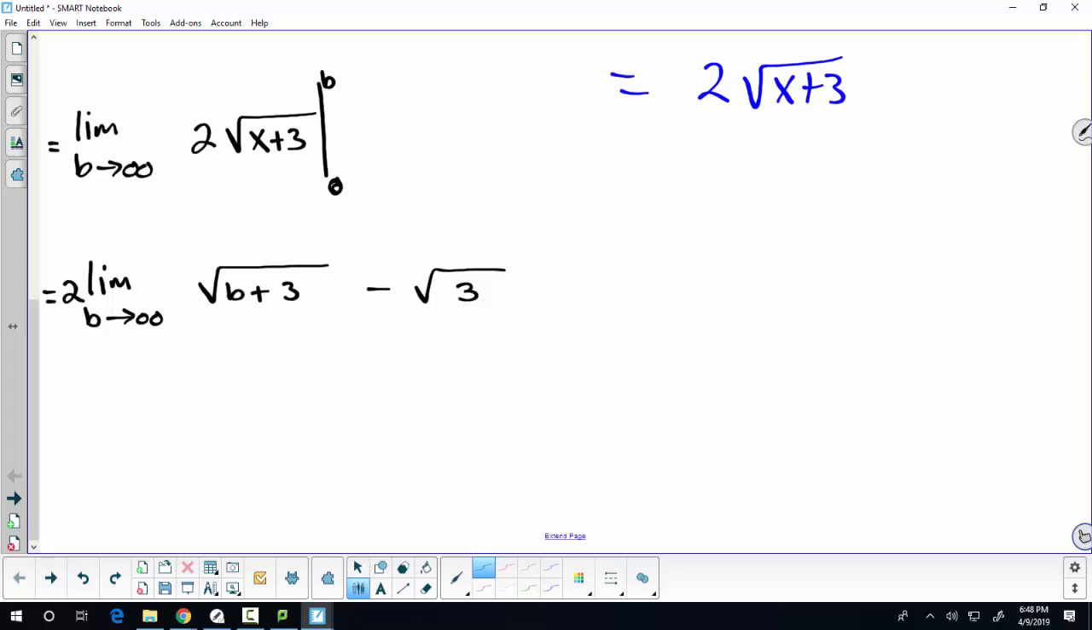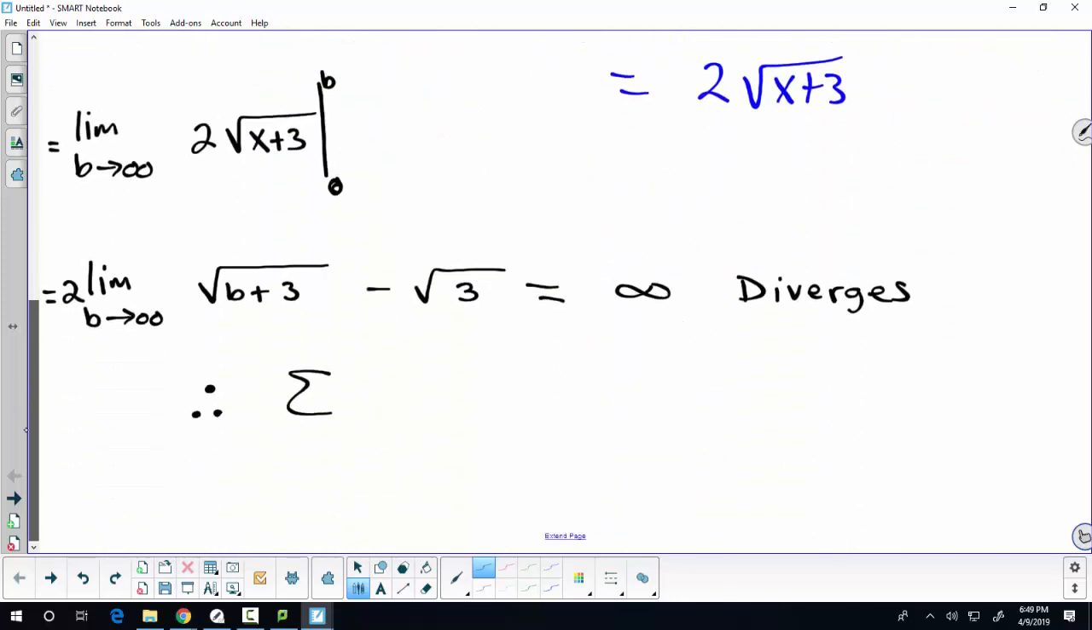So we're not confused. But this is infinity minus root 3 times 2, still infinity. So since the integral diverges, what does the series do? Series also diverges.